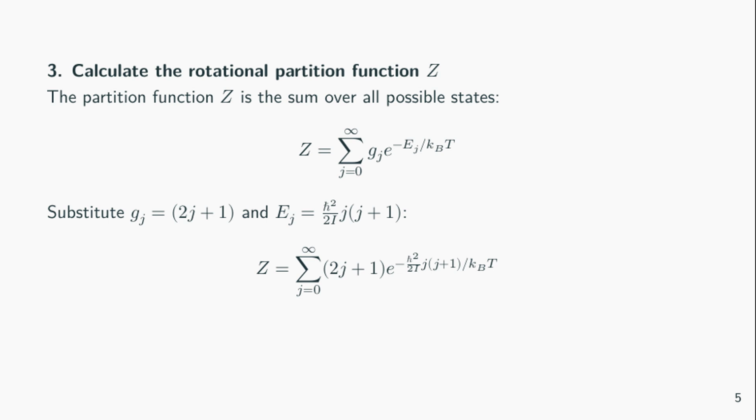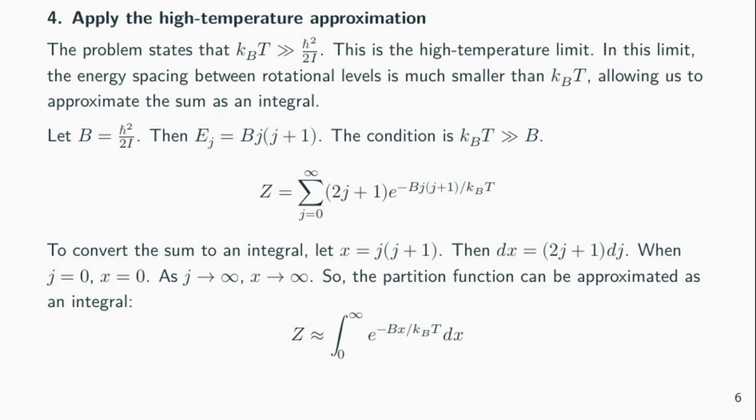Z equals the sum from J equals 0 to infinity of 2J plus 1 times e to the power of minus h bar squared over 2I times J(J plus 1) over kBT. Now, applying the high temperature approximation, the condition kBT is much greater than h bar squared over 2I tells us the thermal energy is much larger than the energy difference between rotational levels. When this condition is met, we can approximate the sum in the partition function as an integral. Let's define b as h bar squared over 2I for simplicity. The condition is then kBT is much greater than b. Our partition function given by the sum can be approximated by an integral under this high temperature condition.